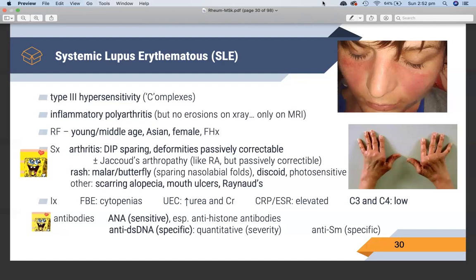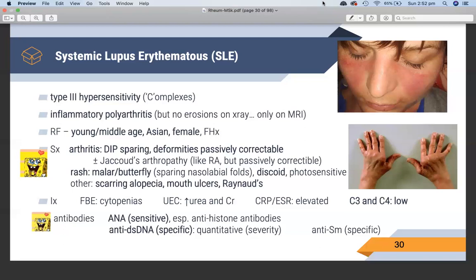Much like RA, you can get an arthritis that involves the distal interphalangeal joints. The important difference is that the deformities are often passively correctable. You can take the patient's hand and move the fingers and fix them. This is sometimes called Jaccoud arthropathy, which looks very similar to the RA hand, except you can passively correct it. So that's usually SLE, although sometimes it can be other things.